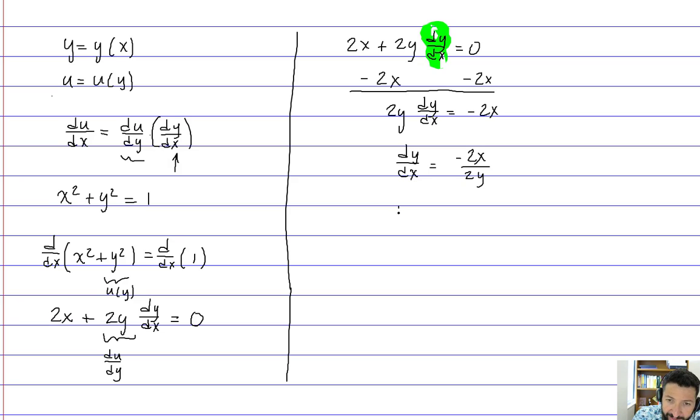And simplifying that rational function, we can write it as dy dx is going to be negative x over y by canceling those 2's there. And that would give me the derivative at any point. And by the way, the equation I chose was the unit circle, so this would be the derivative at any point on the unit circle.